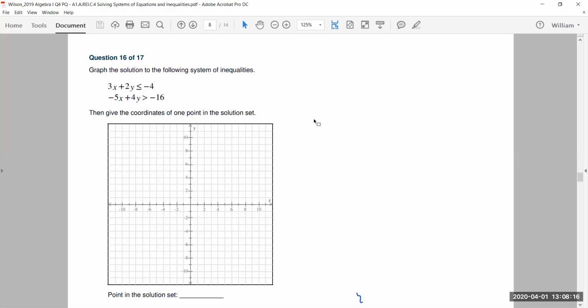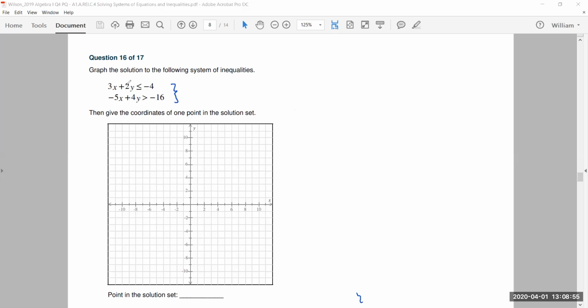Okay, I'm going to do a quick lesson on graphing the solution to a system of inequalities. This one they refer to as an advanced type of problem. We are given these two inequalities, and we're to graph the solution on this coordinate plane, and then we are to find and name one point in the solution set.